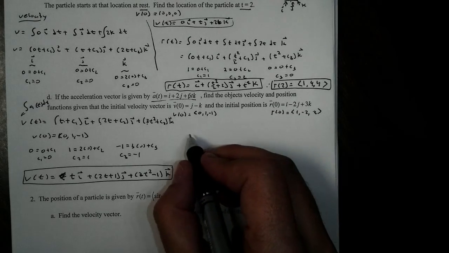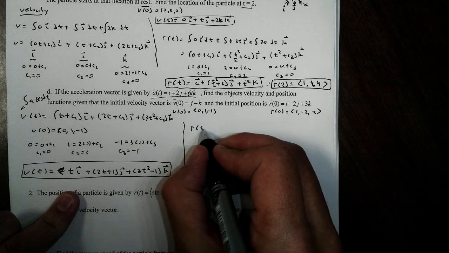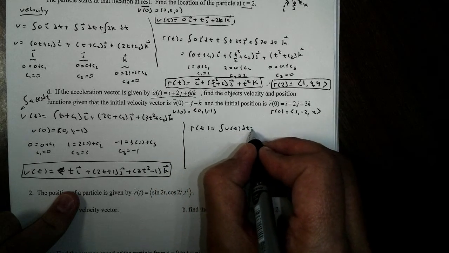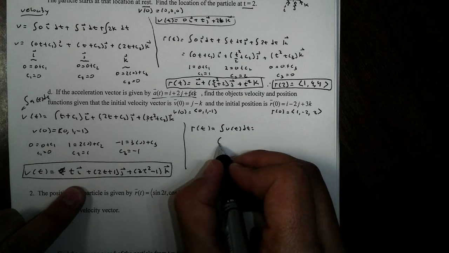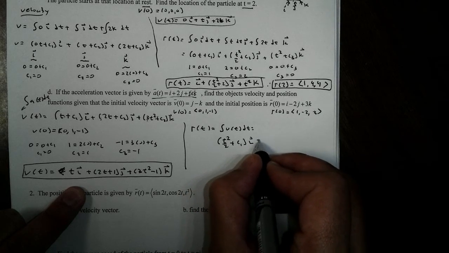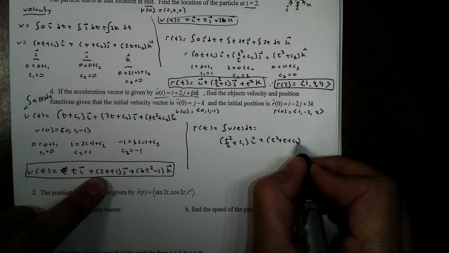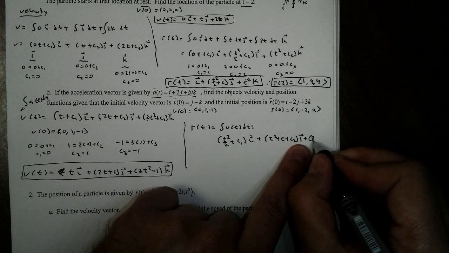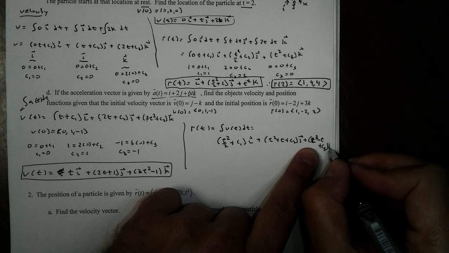Alright, to get our position function, we do the same thing, but now I'm going to integrate again. So let's see, r of t, remember, is the antiderivative of v of t dt. So let's go ahead and calculate this. I'm going to run out of room here, so I'm going to write down here. This becomes t squared over 2 plus c1 i plus t squared plus t plus c2 j plus t cubed minus t plus c3 k.